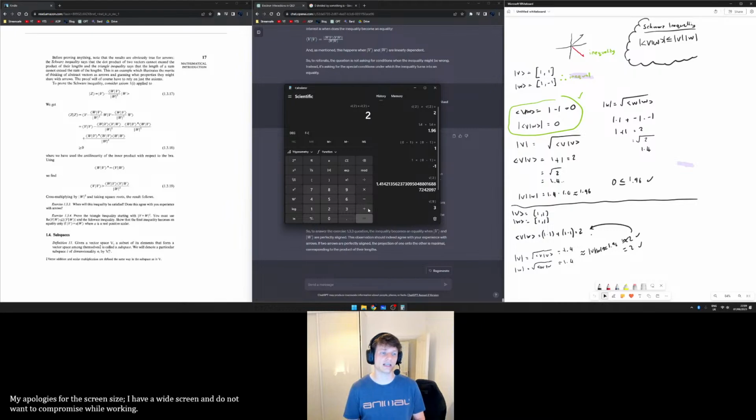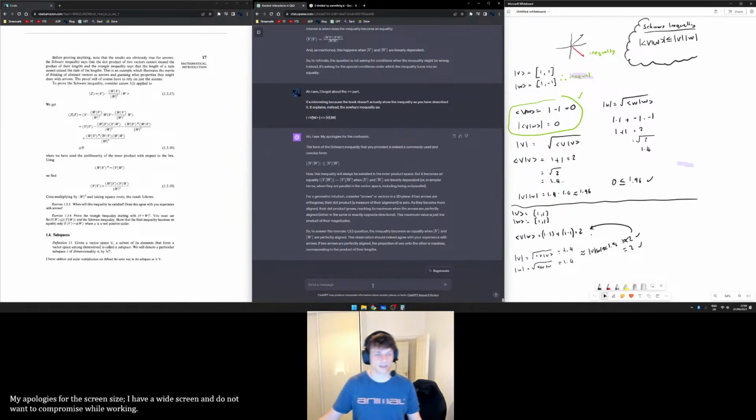And when will this inequality be satisfied? As GPT-4 says, it'll be satisfied when they are perpendicular. Good. That's fine. I don't have to prove anything to myself there.